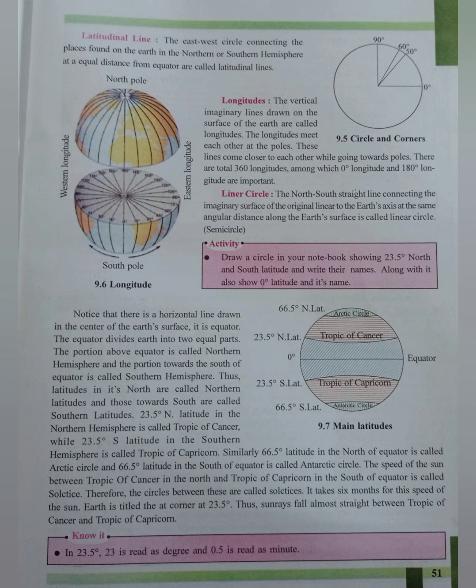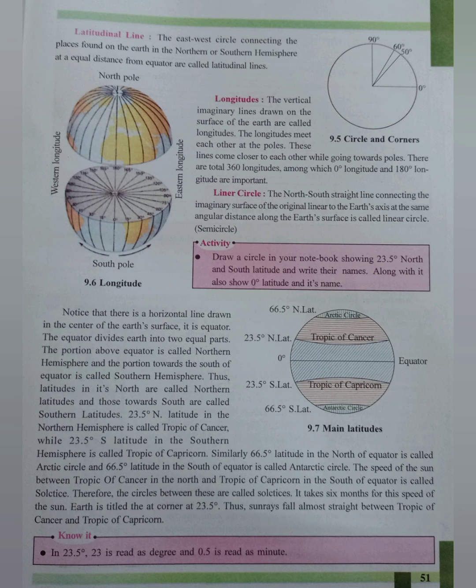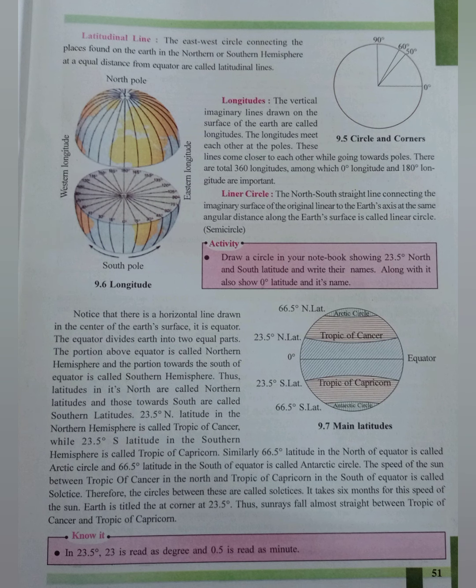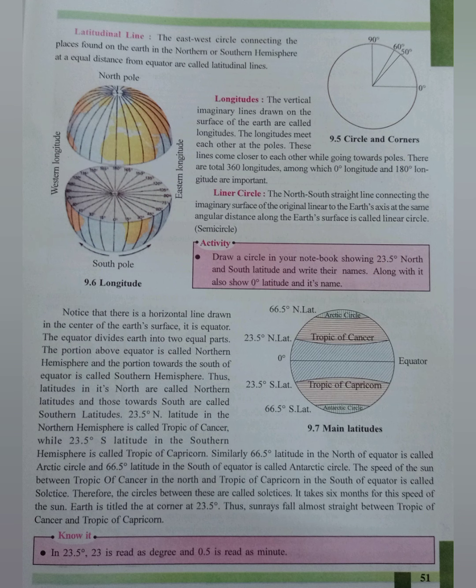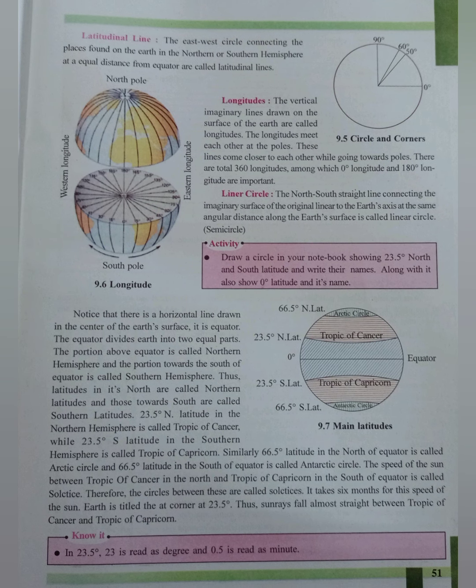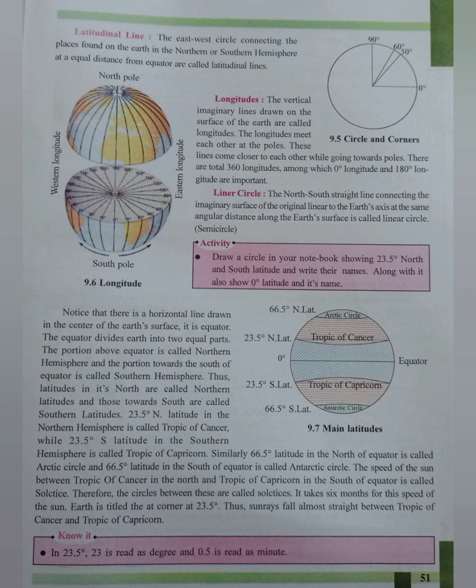The movement of the sun between the Tropic of Cancer in the north and the Tropic of Capricorn in the south of the equator is called solstice. Therefore, the circles between these are called solstice circles. It takes 6 months for this movement of the sun. The Earth is tilted at an angle of 23.5 degrees. Thus, sun rays fall almost straight between the Tropic of Cancer and the Tropic of Capricorn.